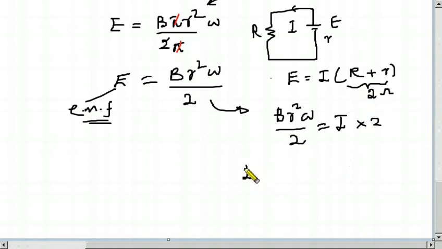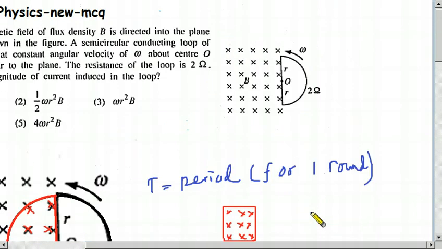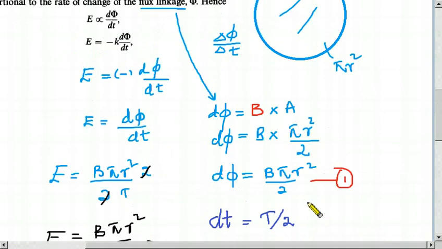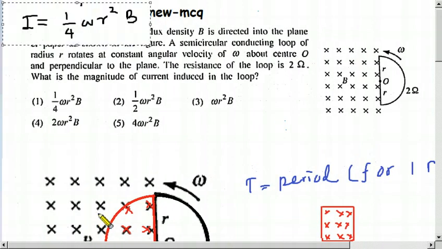So I equals B r squared omega by, we take this to the left, then it goes to the denominator, then 2 times 2 is 4. That means 1 over 4, a quarter. The order is omega r B, they have written omega r B. So this is the I. So let us now select the answer, this one.